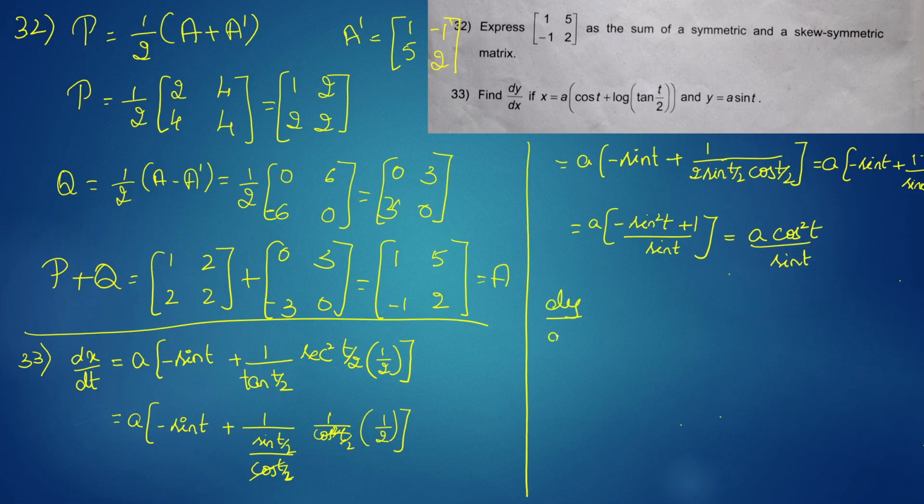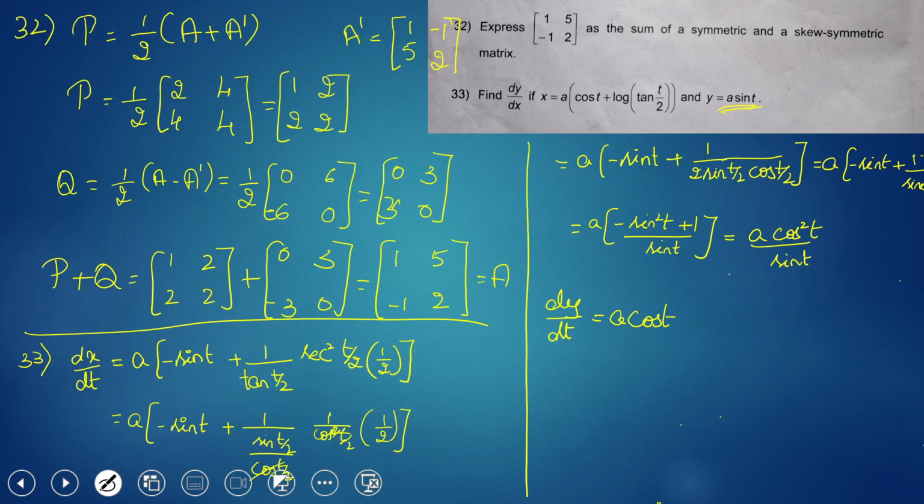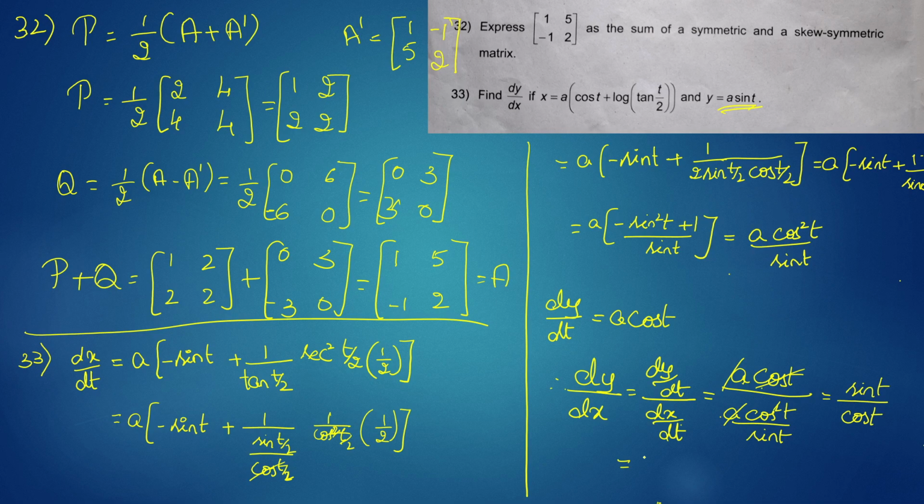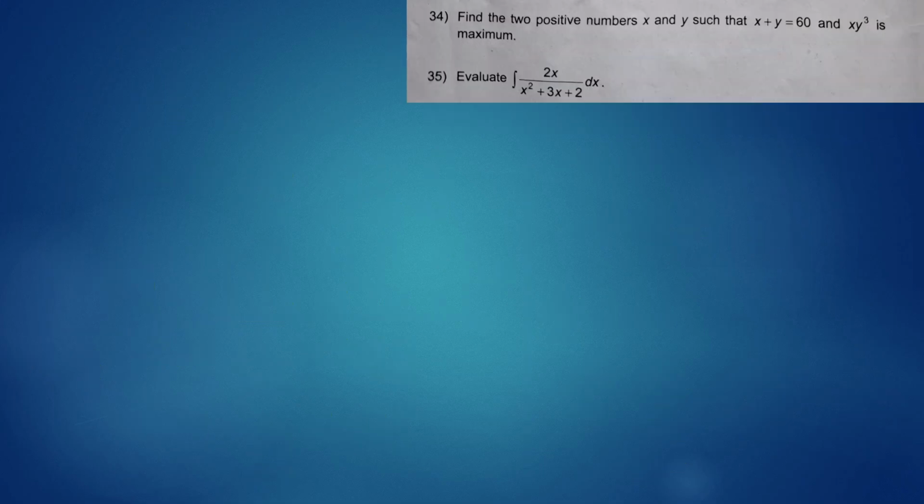Now let us find dy by dt. This is a simple one. We just have a sin t. Differentiation will be a cos t. Therefore, dy by dx is equal to dy by dt whole divided by dx by dt. That is a into cos t divided by a into cos square t divided by sin t. A will get cancelled, cos t and cos t will get cancelled. If we shift this to the numerator, it will be sin t divided by cos t, which is nothing but tan t. Therefore, dy by dx is equal to tan t.